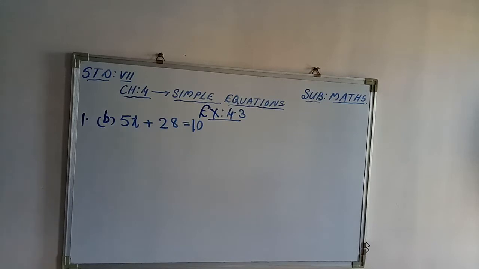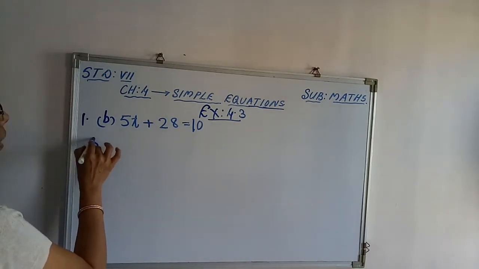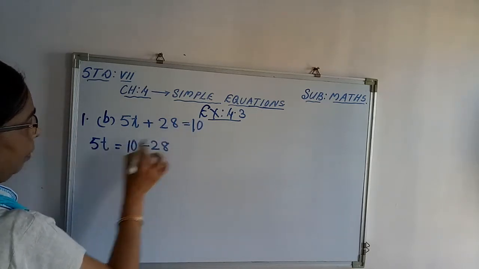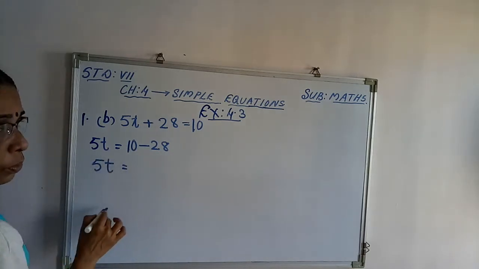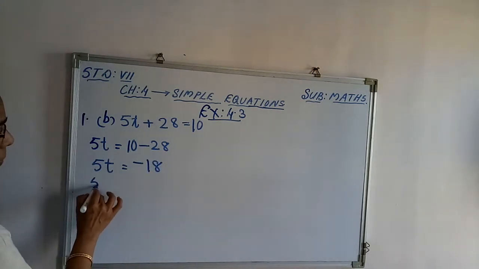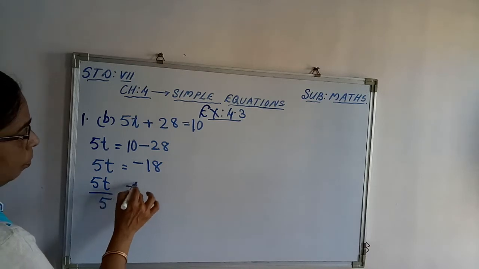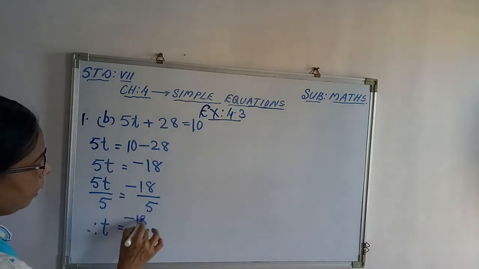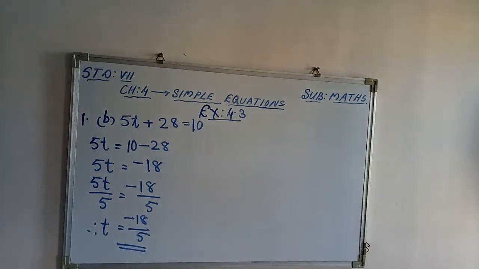Now the second question, 5t plus 28 is equal to 10. Here transposing 28. So 5t is equal to, transposing 28, we get 10 minus 28. Then we get 5t is equal to 10 minus 28, that is minus 18. Then next step, 5t upon 5 is equal to minus 18 upon 5. Therefore, t is equal to minus 18 upon 5. That is the answer or the solution of the equation 5t plus 28 is equal to 10.